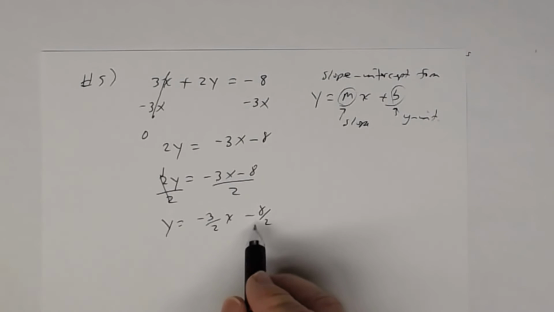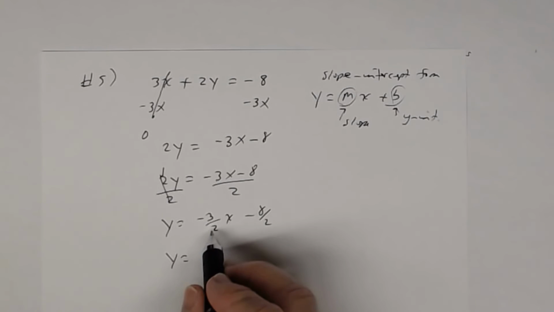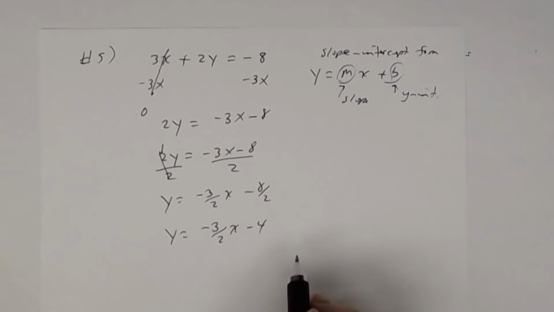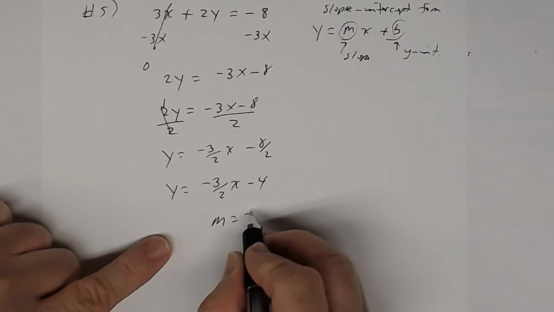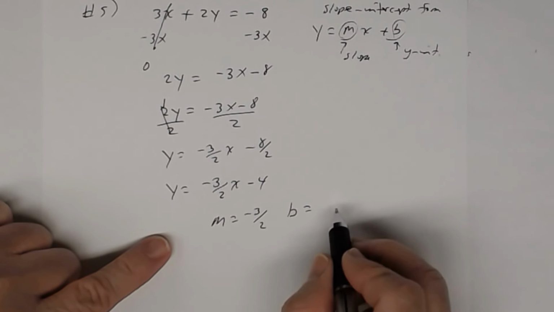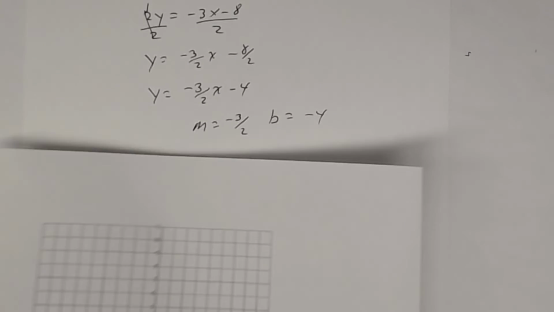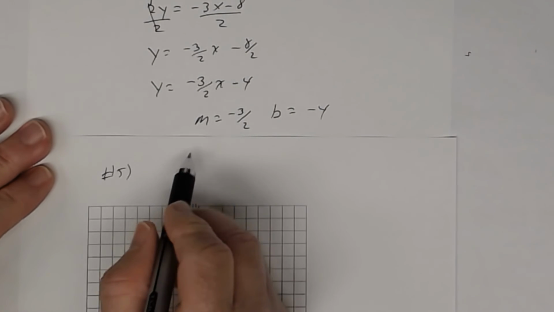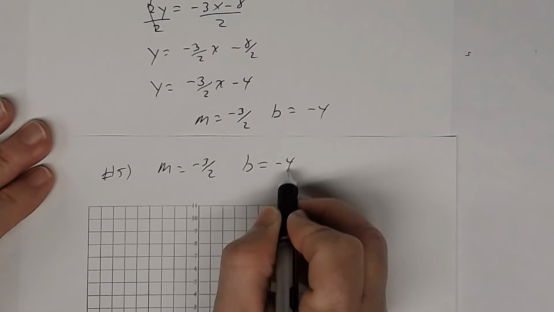Now let's go ahead and simplify 8 divided by 2. So I get y equals, and I cannot reduce the negative 3 halves. So I get negative 3 halves x minus 4. And so now the slope is the coefficient of x, so the slope is negative 3 halves, and the y-intercept is your constant, which is -4. All right, and then all you do now is go ahead and graph the line. So this is number 5. Remember the slope is -3/2, and the y-intercept is -4.